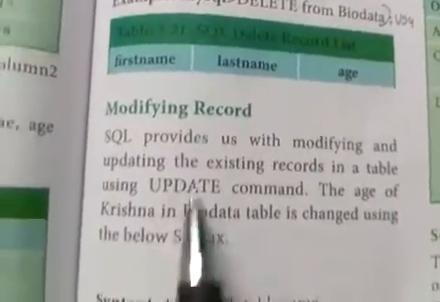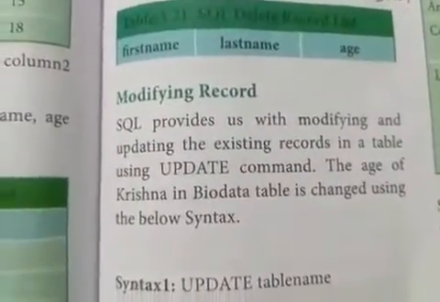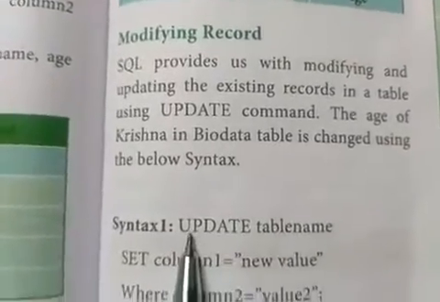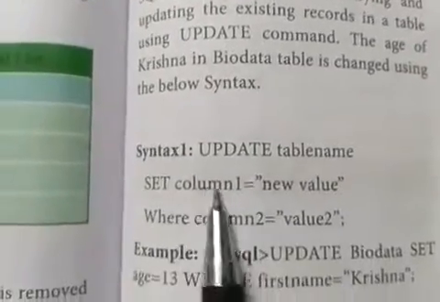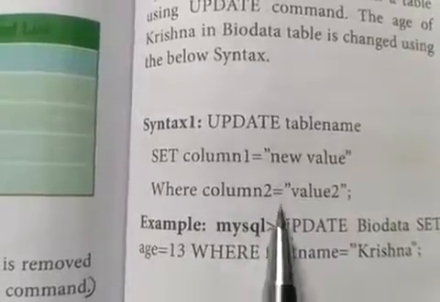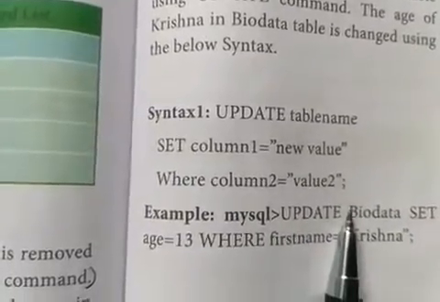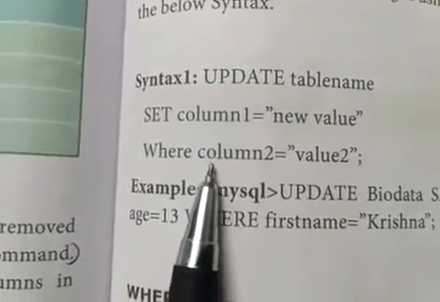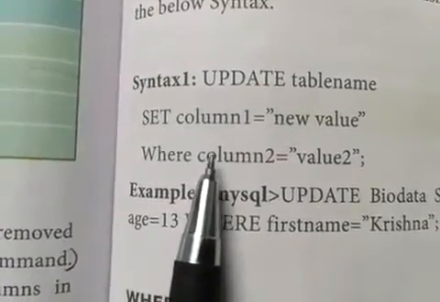And then next, modifying the record. What is the purpose of modifying? It is done with the help of the update command. The syntax is update table name, set column equal to new value, where column equal to another value. In the last example, we had changed the first name Revati into Mini in the last table. That is what you had seen.